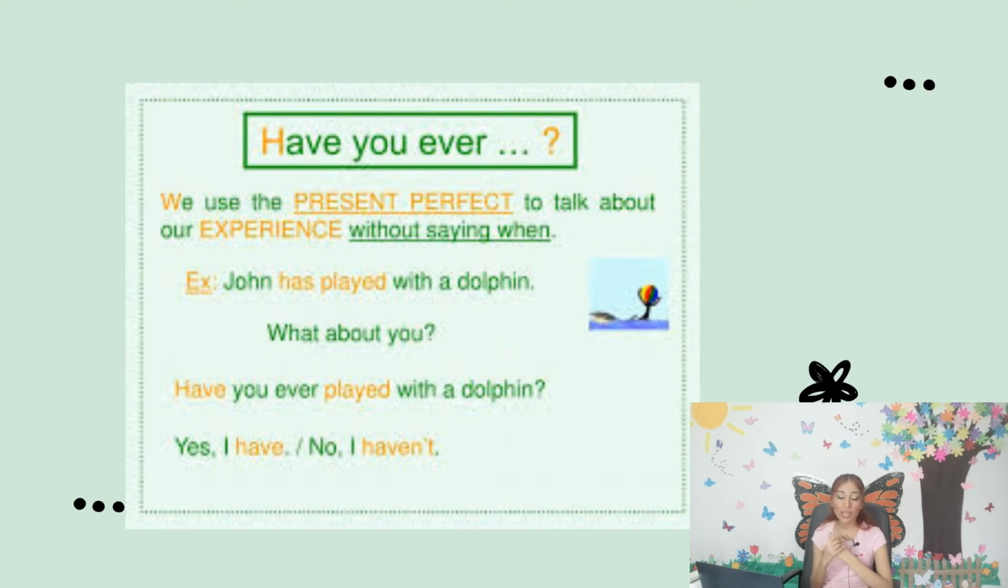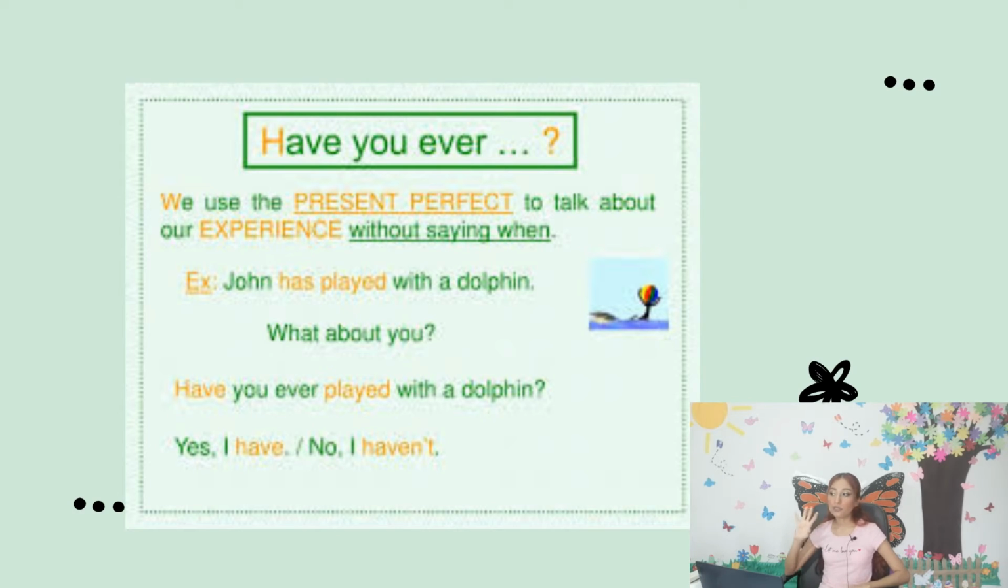So first of all, the topic that we're gonna be learning this time is called present perfect, okay? So let's check it out in here. Have you ever? That's the present perfect. So let's check this first chart that I have for you. It says, have you ever? We use the present perfect. Remember, this is present perfect to talk about our experience without saying when.